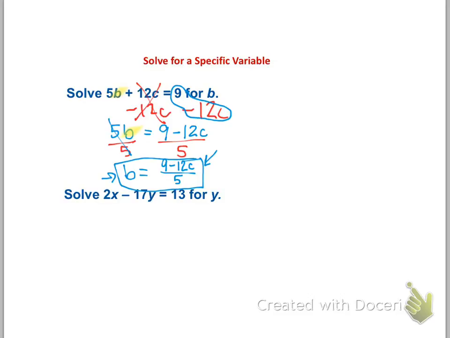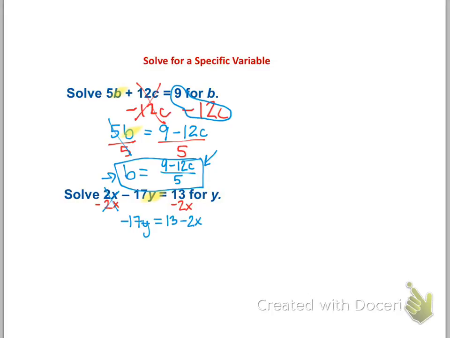Alright, so in the second one, you're solving for y this time. That's this one. Y, right there. Okay, so how do we get the y alone? Well, we can see that y is being multiplied by 17 and subtracted from 2x. So again, backwards through PEMDAS. I'm going to get rid of the 2x first because that's the thing being added or subtracted. That simplifies to negative 17y equals 13 minus 2x.